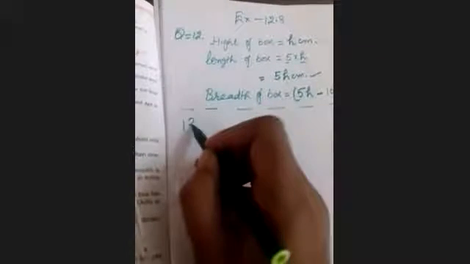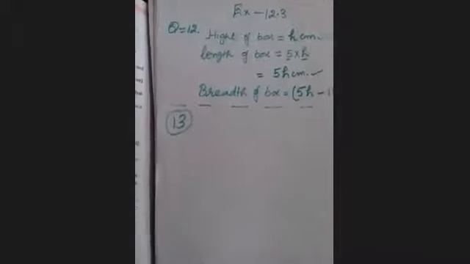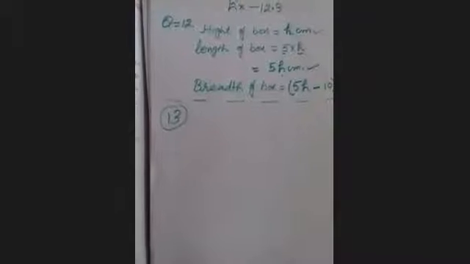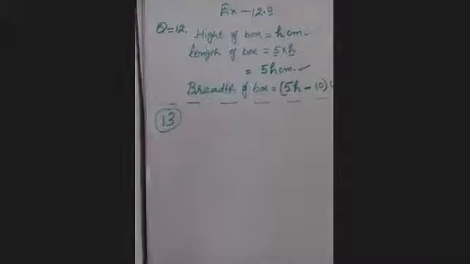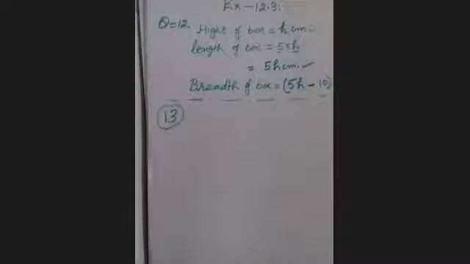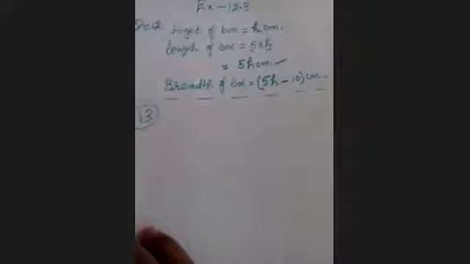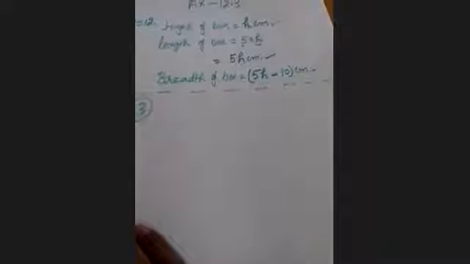Next is the 13th question. A bus travels at v kilometer per hour. It means it travels v kilometer in 1 hour. It is going from Delhi to Jaipur. After the bus has traveled 5 hours, Jaipur is still 20 kilometers away. Now find the distance from Delhi to Jaipur.